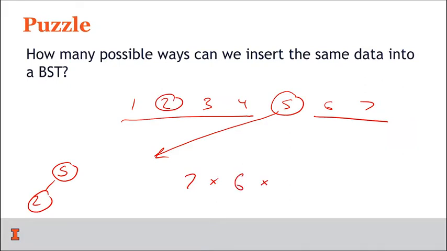The next choice we'd make is the choice of 5 nodes. Then we have a choice of 4 nodes. So the number of possible ways we can insert the exact same data is going to be equal to 7 factorial, or the number of nodes in our data, n factorial. So there are n factorial different ways to insert the exact same data into a binary search tree.